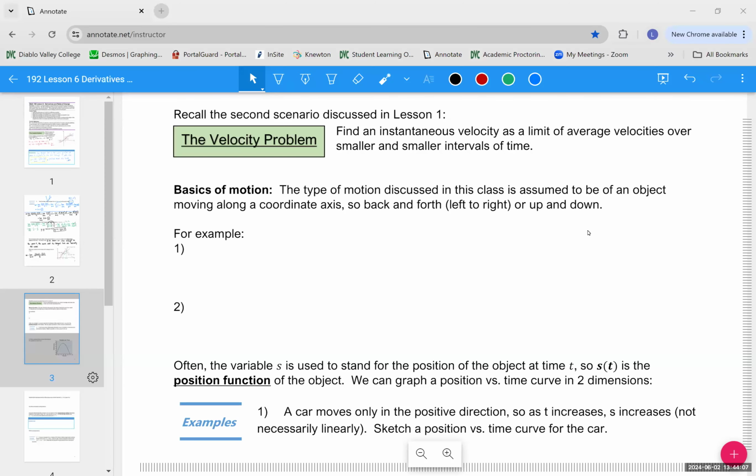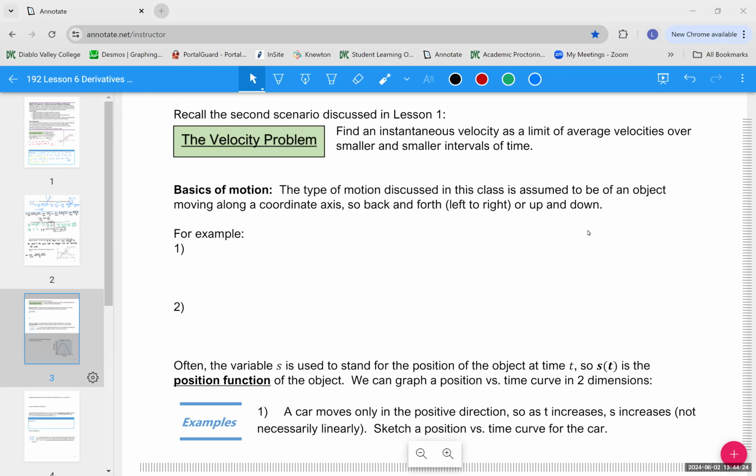So we're going to look at the velocity problem next. This was the other scenario that we discussed in lesson one, where we were trying to find an instantaneous velocity using average velocities that were found over smaller and smaller intervals of time.